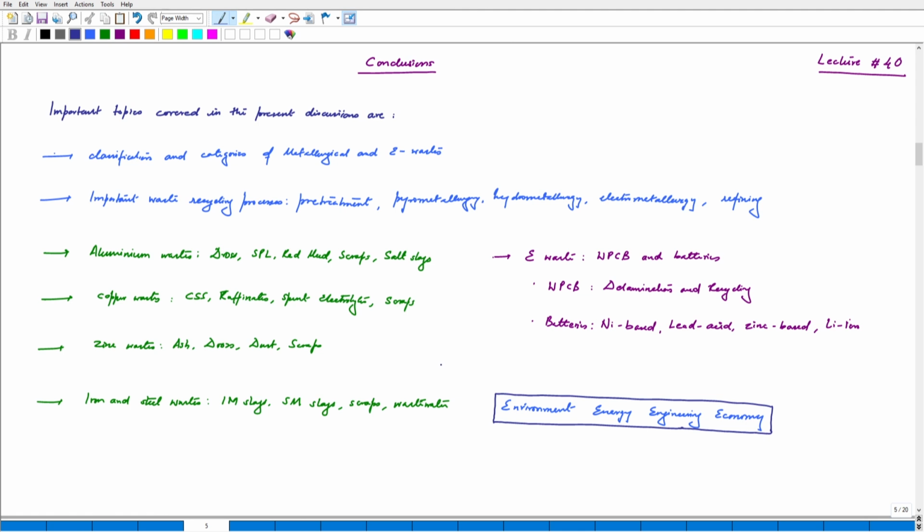classification and categories of metallurgical and e-wastes. Some of the important topics that we've covered are, one of them, the classification and categorization of metallurgical and electronic wastes. So those classifications have been discussed. We've also been focusing on the pre-treatment, pyrometallurgy, hydrometallurgy, electrometallurgy, and the refining strategies. So why are these so important? Because we studied so many different types of strategies for various types of waste streams, we know that one has to follow one route or the other, and it depends upon the waste material itself. So the classification becomes important, categorization becomes important.